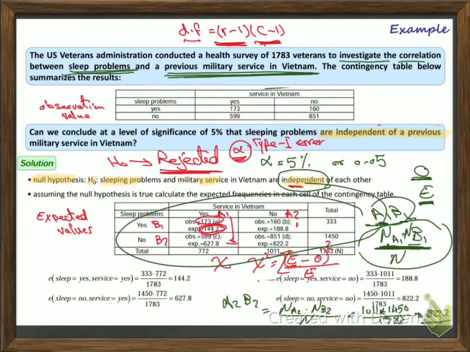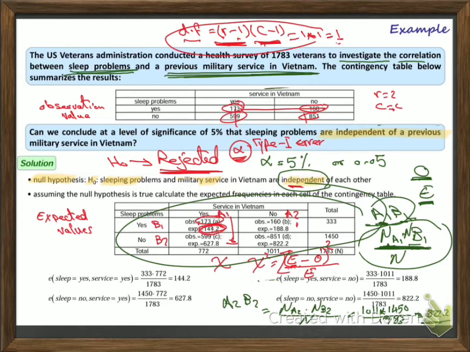Let us see it. How many rows do I have? Someone will say I have 4 rows, 1, 2, 3, 4. No, we are looking at the rows which have observed values. This one and this one, so 2 rows. How many columns? 2 columns only. So R equals 2 and C equals 2. R minus 1 is 1, C minus 1 equals 1, so 1 times 1 equals 1. My degree of freedom is 1.